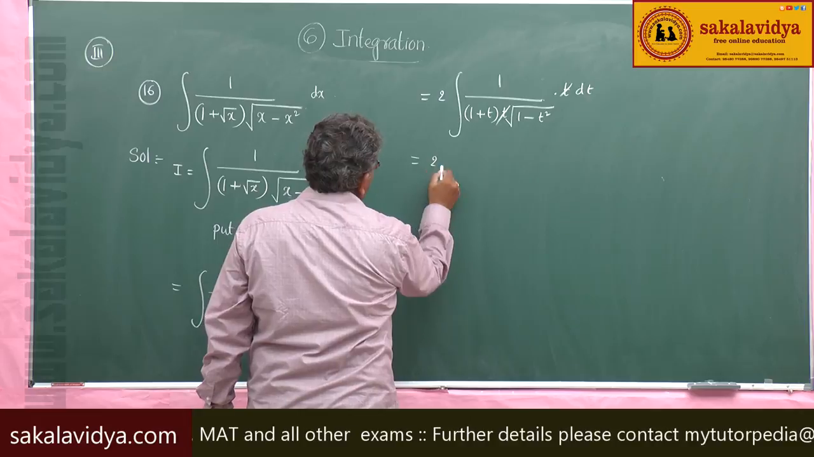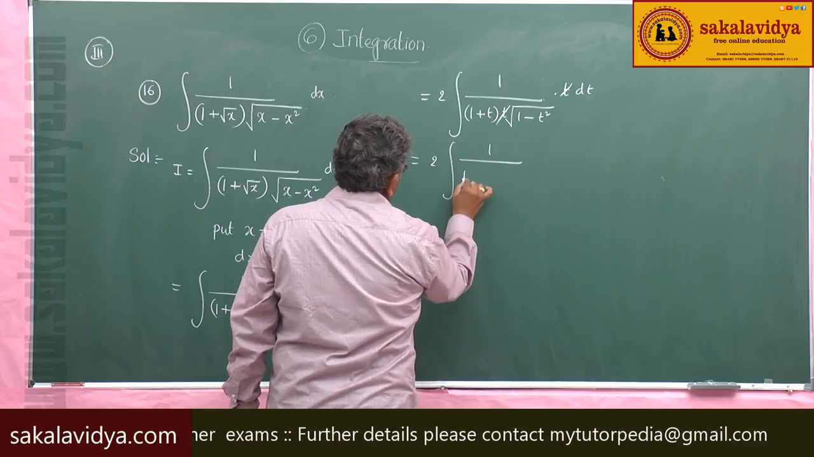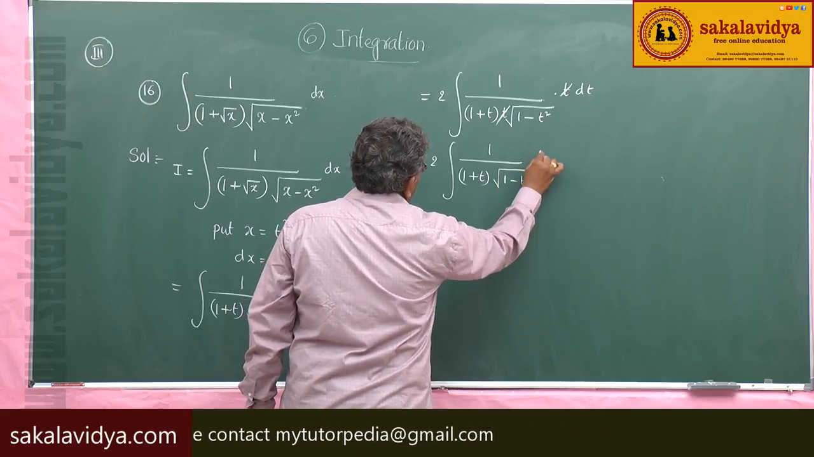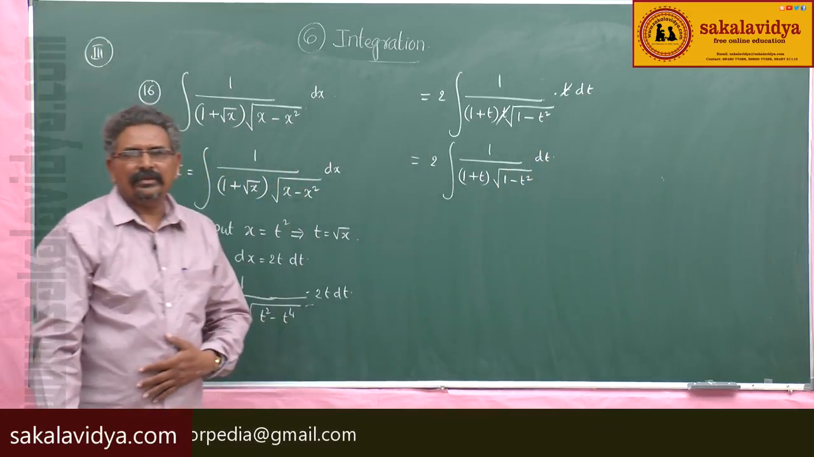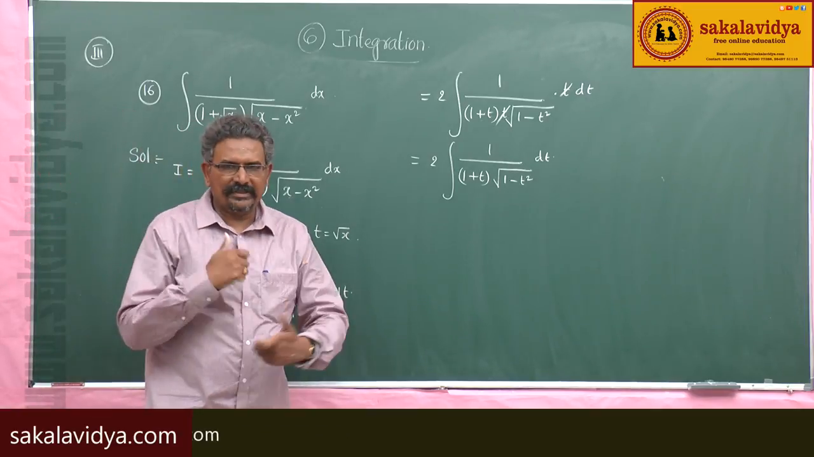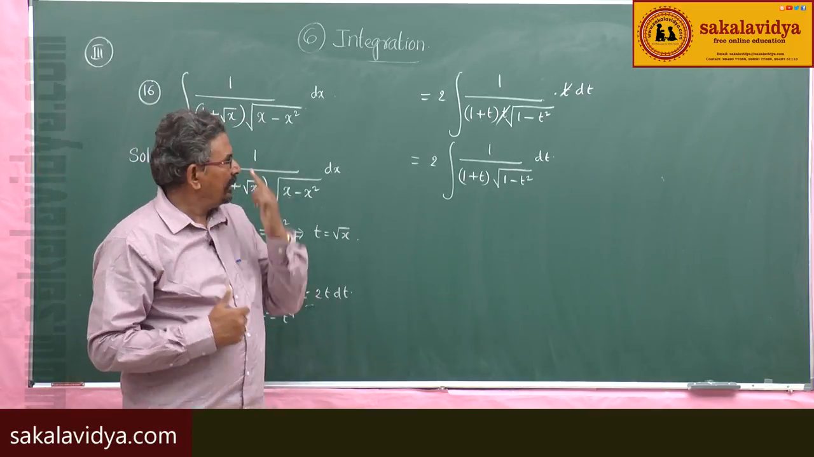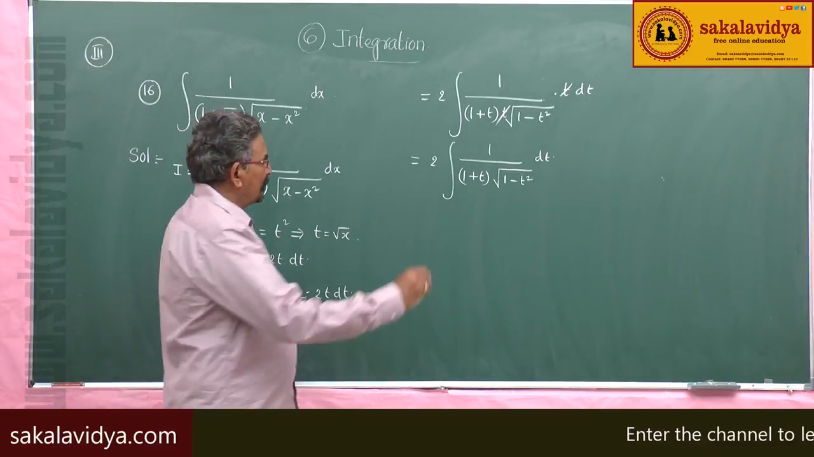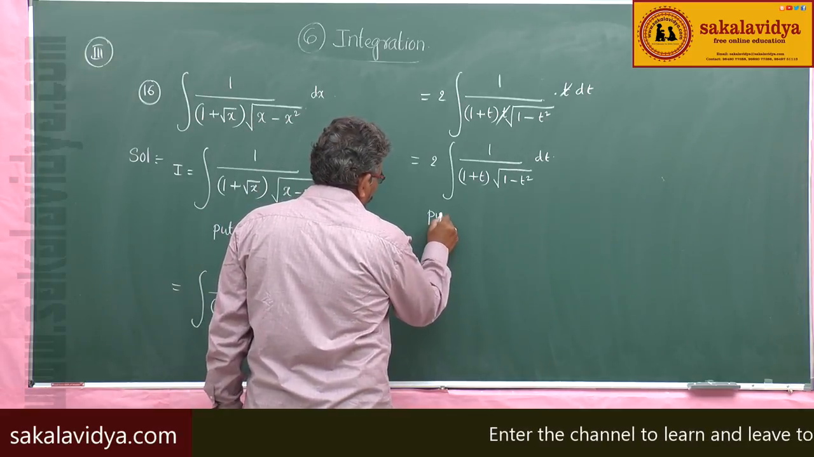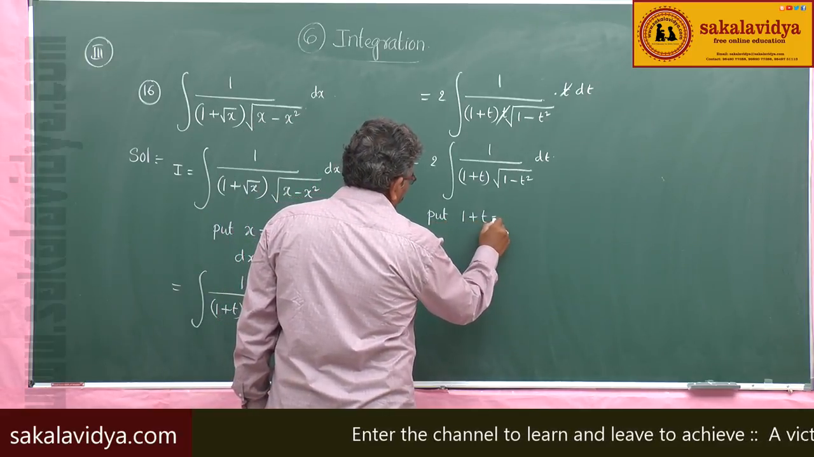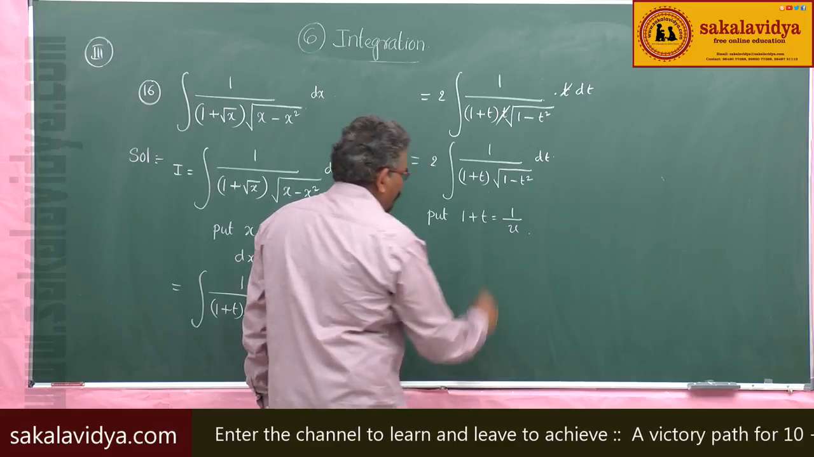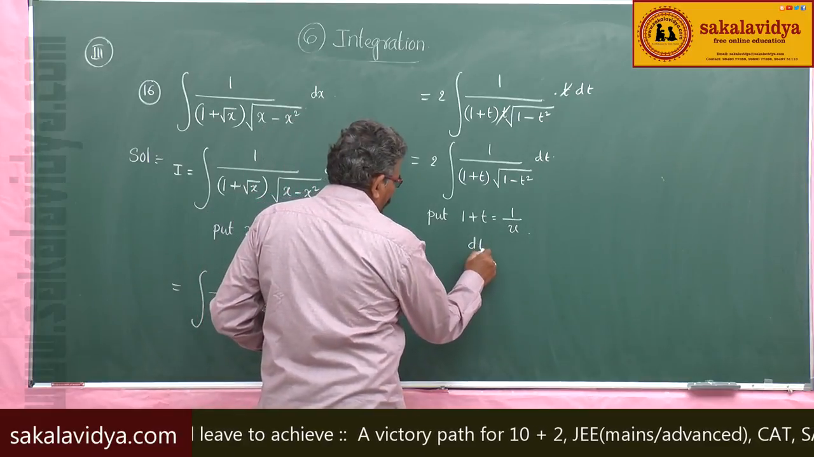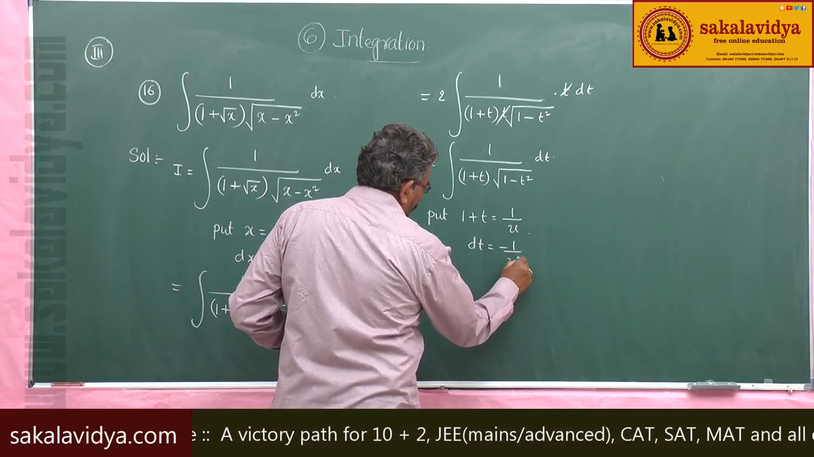Again, 2 times the integral of 1 by (1 plus t) root of (1 minus t square) dt. Again it has become a complex problem, more complexity. Again we have to assume 1 plus t is equal to another variable, say 1 by u. Differentiate this with respect to u: dt is equal to minus 1 by u square du.